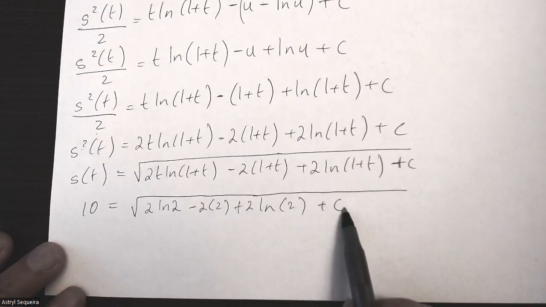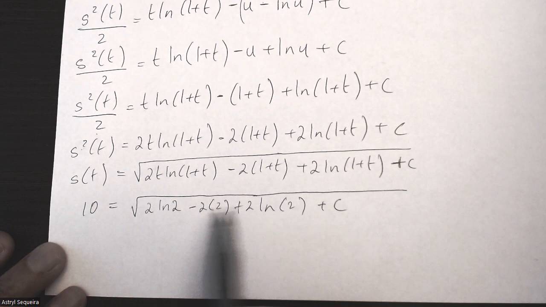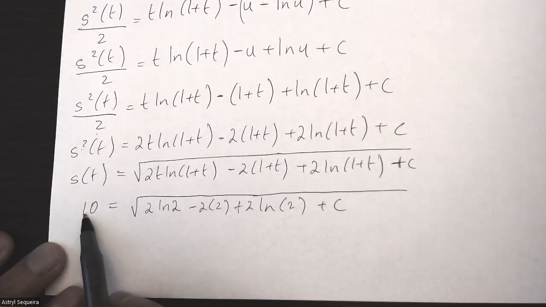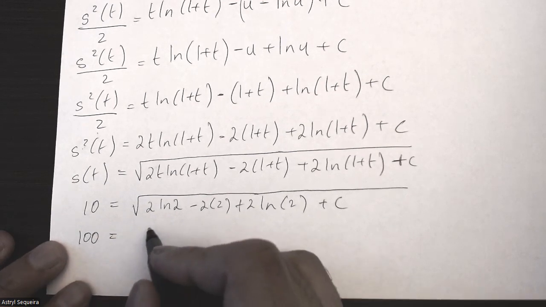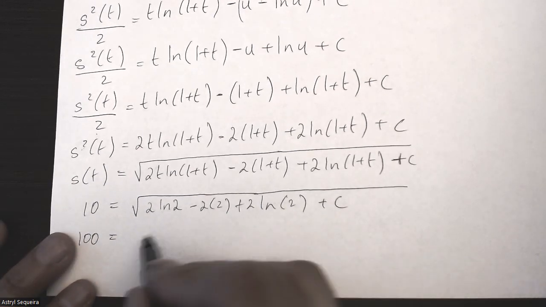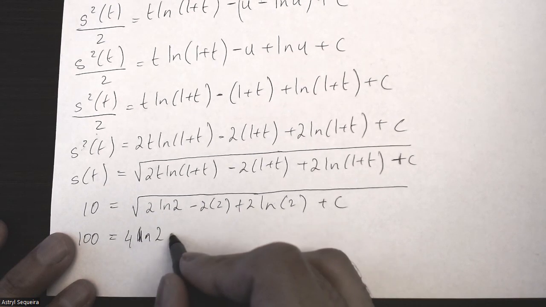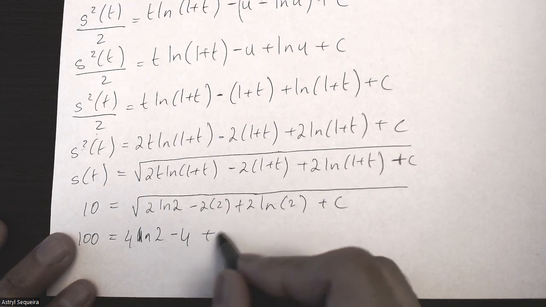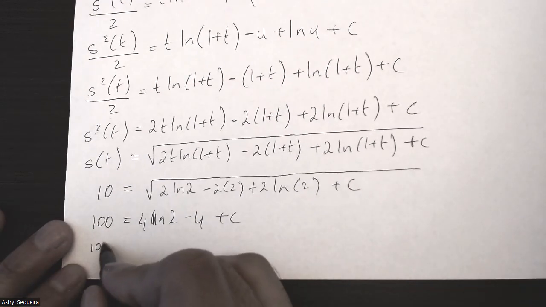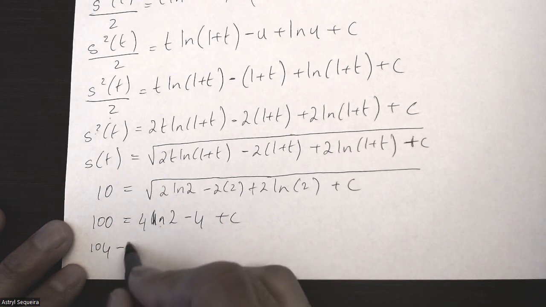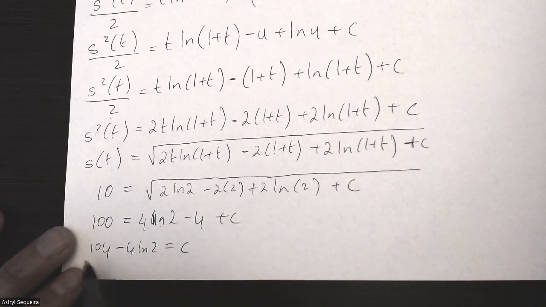So now I just have to isolate for c. I'm going to start by squaring the other side and also combine these two like terms and multiply this in the same step. So 10 squared is 100. And this becomes 2 ln 2 plus 2 ln 2 is 4 ln 2, minus 4, plus c. So now I'll just add this 4 on this side. So this becomes 104, and I'll subtract this 4 ln 2 on this side, and that is my c value.